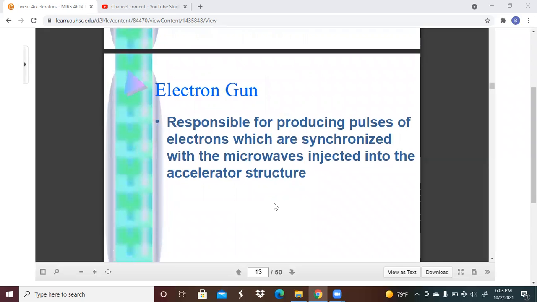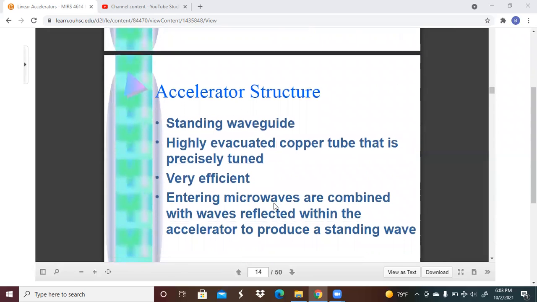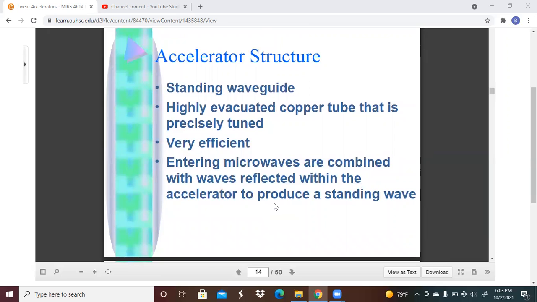The electron gun is going to be responsible for producing pulses of electrons, which are synchronized with the microwaves injected into the accelerator structure. Within the accelerator structure, you've got a standing waveguide. We went over standing waves. You've got the nodes and the antinodes that it creates. You've got a highly evacuated copper tube that is precisely tuned. It's quite efficient, and entering microwaves are combined with waves reflected within the accelerator to produce a standing wave.